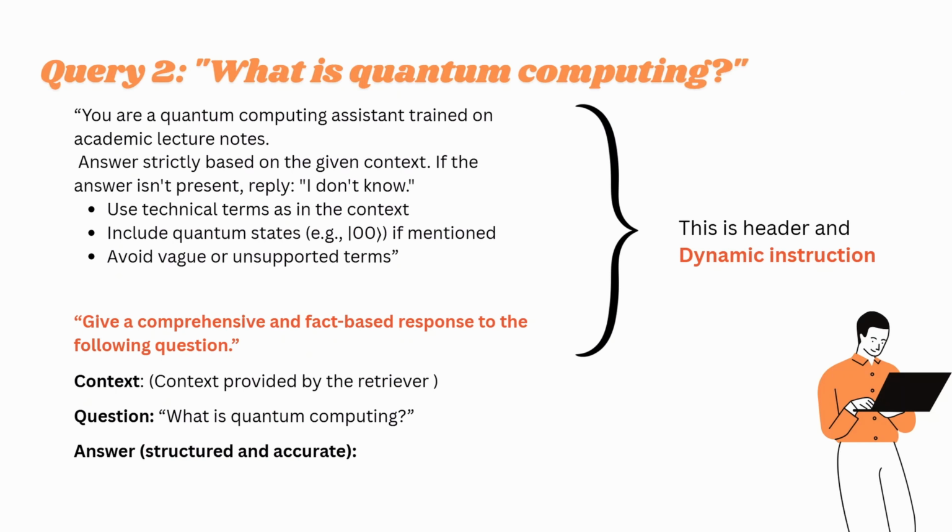Now let's apply the same prompt structure to query 2, which is what is quantum computing. Most of the template remains the same. We still have system level instructions to ensure the model avoids hallucination and sticks to the retrieved context. The key difference here is the instruction line within the header. Since this is a what question, we update the instruction to, give a comprehensive and fact-based response to the following question. This small change tells the model to provide a more detailed answer compared to the earlier query where we asked for a short one-line definition.